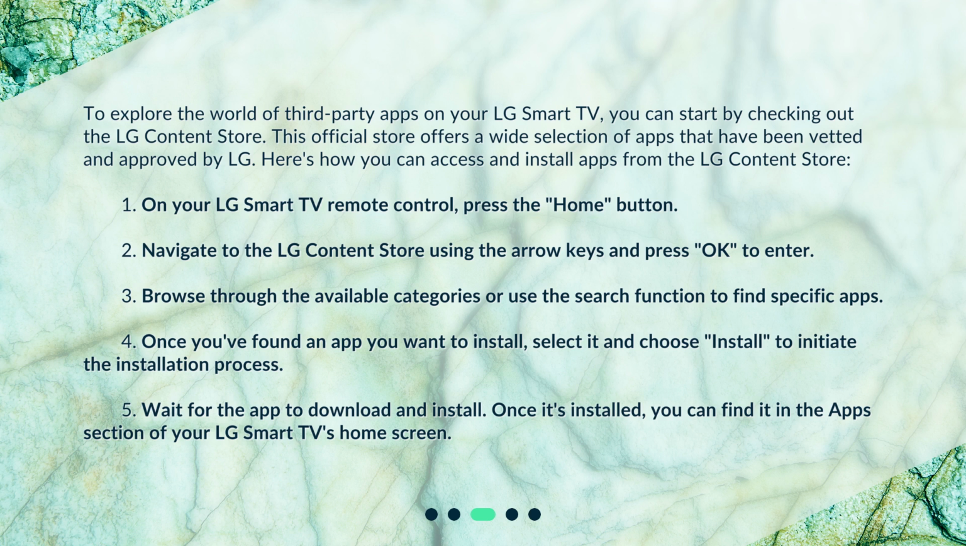1. On your LG Smart TV remote control, press the Home button. 2. Navigate to the LG Content Store using the arrow keys and press OK to enter. 3. Browse through the available categories or use the search function to find specific apps. 4. Once you've found an app you want to install, select it and choose Install to initiate the installation process. 5. Wait for the app to download and install. Once it's installed, you can find it in the Apps section of your LG Smart TV's home screen.